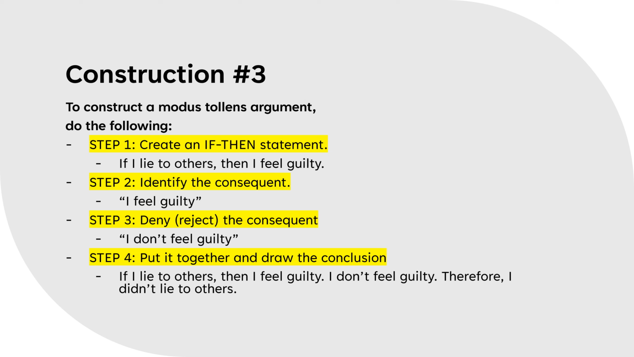Step one, we have to create an if-then statement. I'm just coming up with stuff off the top of my head. If I lie to others, then I feel guilty. What is the consequent in the statement I just created? I feel guilty. Why is that the consequent? Because it comes after then. Then I feel guilty. So I feel guilty is the consequent. Step three, deny that consequent. Reject it. I don't feel guilty.